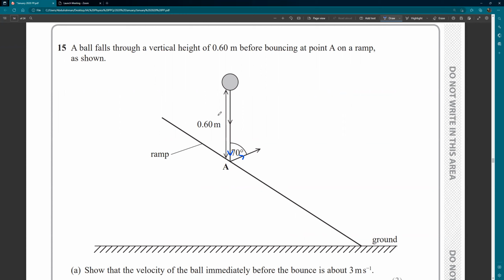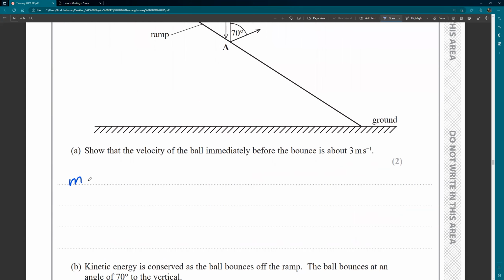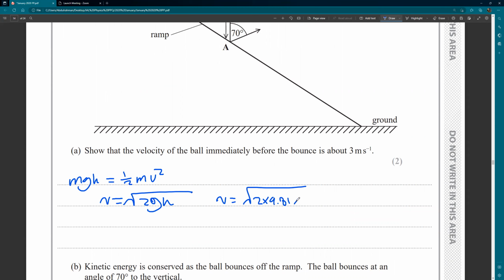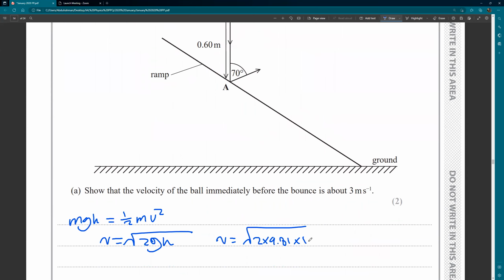And we know that it was at a height of 0.6 meters. So it had gravitational potential energy, and all of that got converted into kinetic energy just before it touched the ramp. So that's what we're going to do here. We're going to say mgh, which is gravitational potential energy, is equal to half mv squared. Rearrange, v is equal to square root 2gh. So v is equal to square root 2 times 9.81 times the height, which is 0.6.